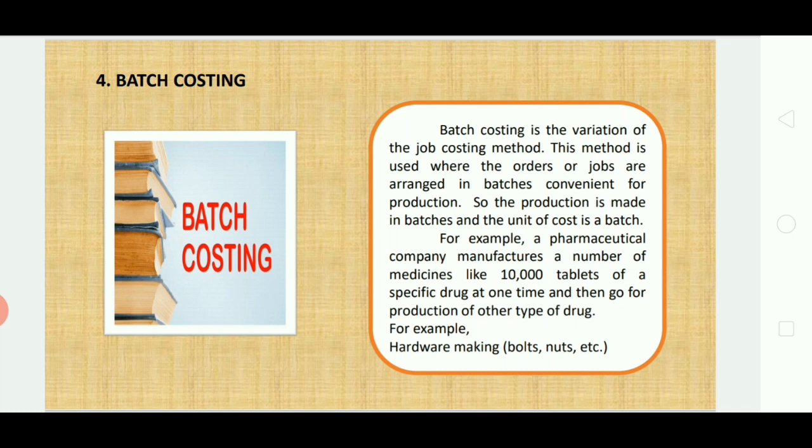Generally bolts, nuts, screws, finding out the cost of a single screw or bolt is not easy. And that is why here again the production is carried out in batches and you are deciding the cost of 100 bolts, the cost of 1000 bolts in a single batch. So this is your fourth method of batch costing, where it is not convenient for the manufacturer to find out the cost of a single unit. So here the cost of unit is batch.